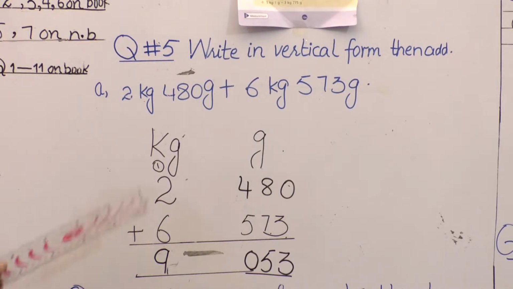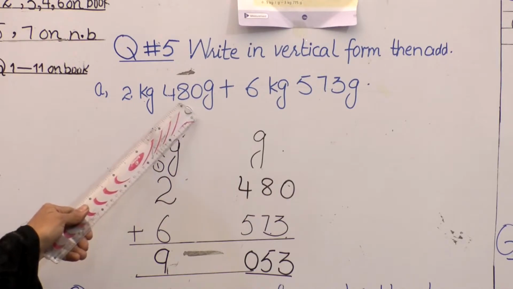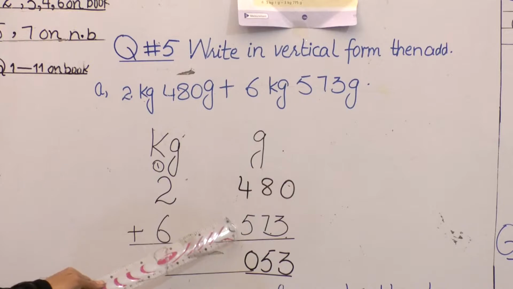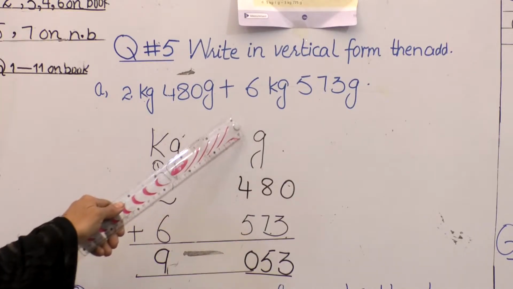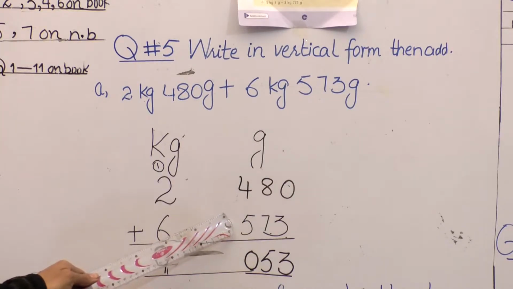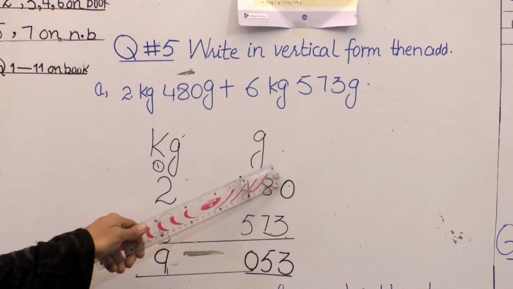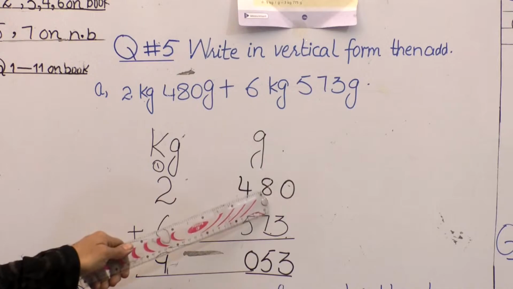Use the addition sign. Then comes grams. Here we have 480 and here we have 573 grams. So under grams you will write these two values. Now following the same place value procedure, we will go on adding the numbers from this side.